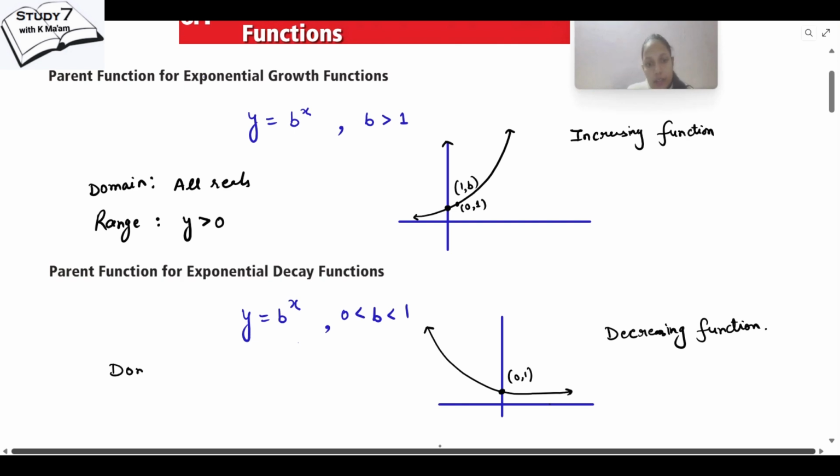Domain. X can be any real number. The domain is all reals. Range. In the range, your curve is again never going to cross the x-axis. It is very close to the x-axis but never going to cross. So the range is all values of y greater than 0, and that's strictly greater.